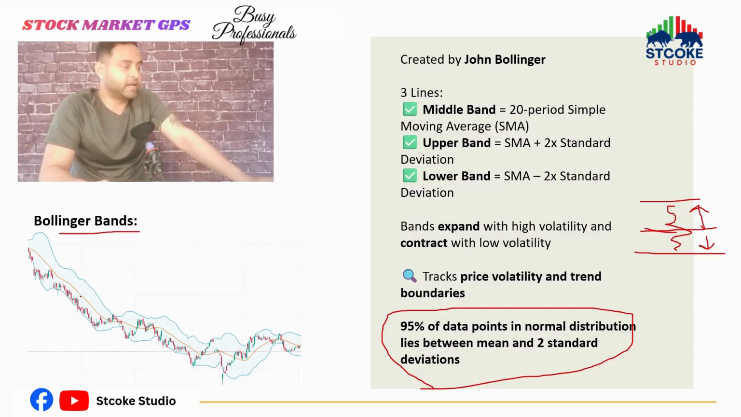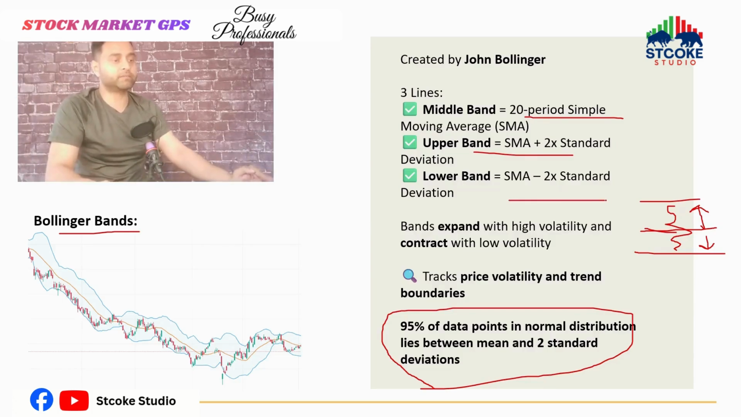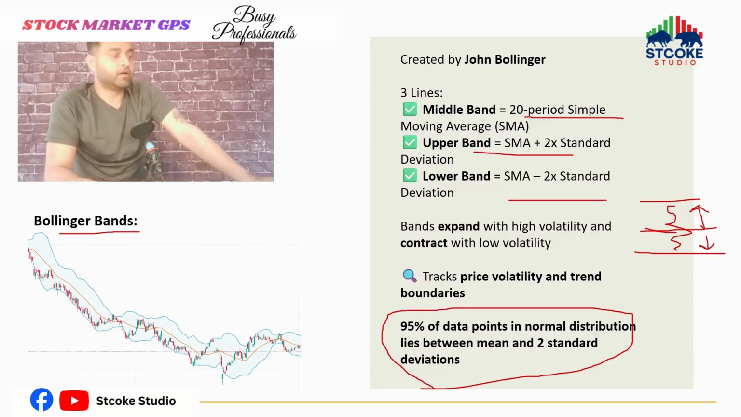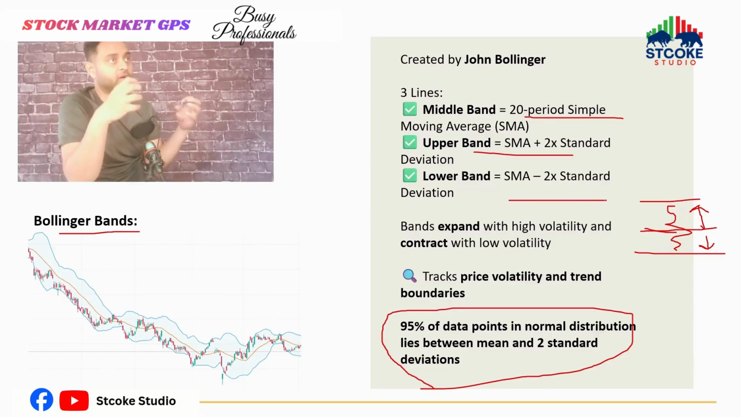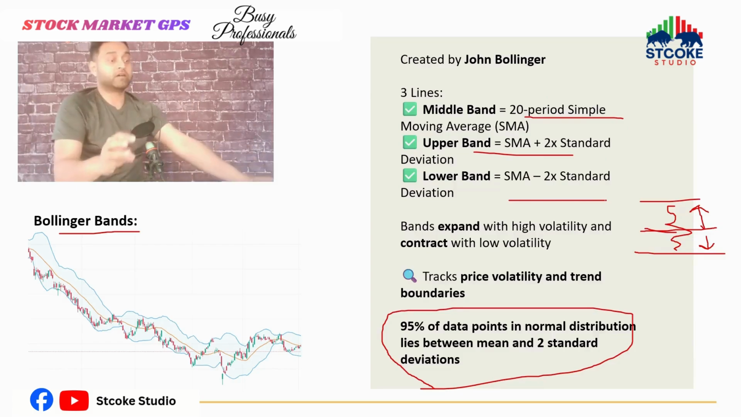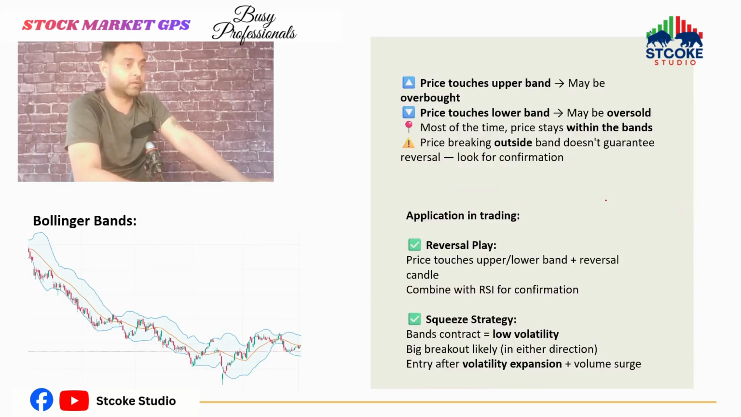So the middle line, this red line in a Bollinger Band, is a 20-day simple moving average or 20-period simple moving average, depending on the time frame that you're using. The upper band is the simple moving average plus two standard deviations. The lower band is the simple moving average minus two standard deviations. So basically, the concept is that price will always try to stay within these two bands. Okay, so this has very important utilizations which we will try to learn going ahead.